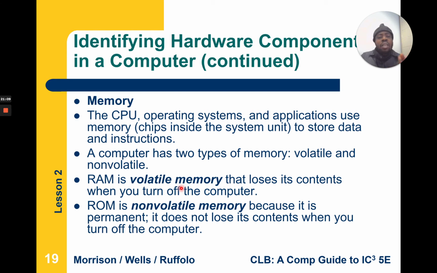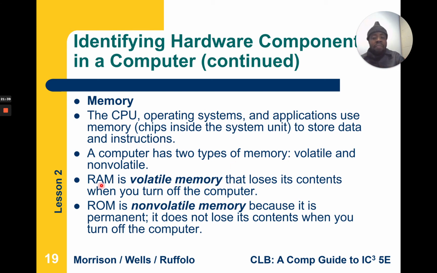You must have a location to hold your data. That is called memory. So the CPU, the operating system, and applications use memory. Memory is like chips inside the system unit to store your data and instructions. Most of the time you actually store data and instructions. So a computer has two types of memory: volatile memory, which is temporary memory, and non-volatile.